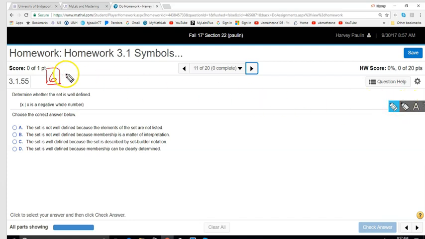Now, for number 6, they're asking, determine whether the set is well defined. Now, notice it is in set builder notation. Read these through and see what you can find.